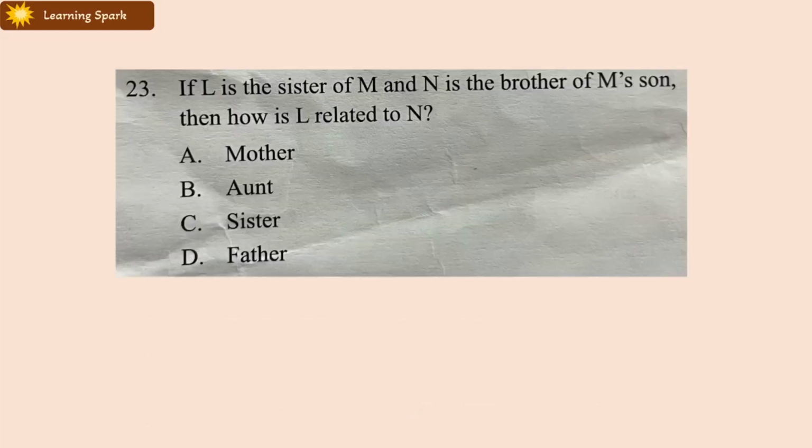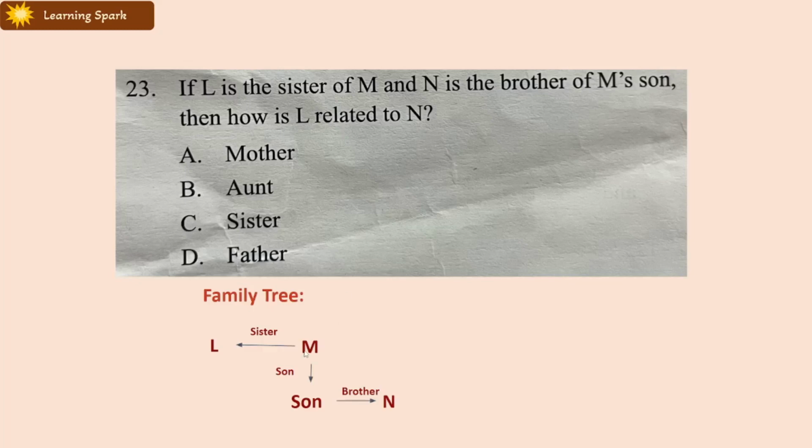Question number 23 is on the screen now. Let's work out the answer together now. It says if L is a sister of M and N is a brother of M's son, then how is L related to N? Okay. So for this kind of problems, you should first draw a family tree. This will be much easier to solve.